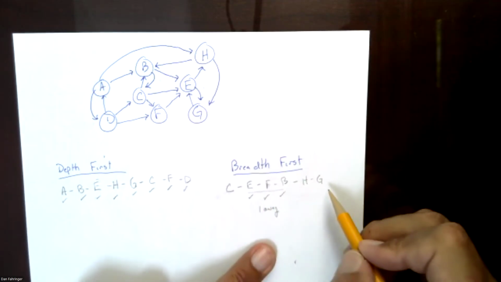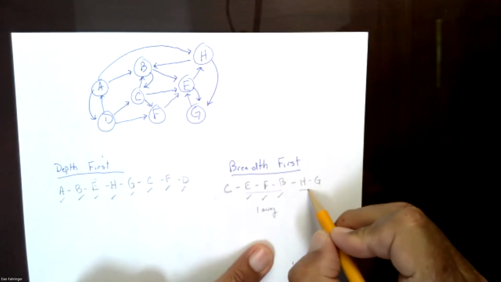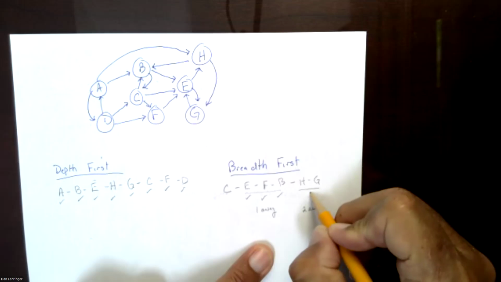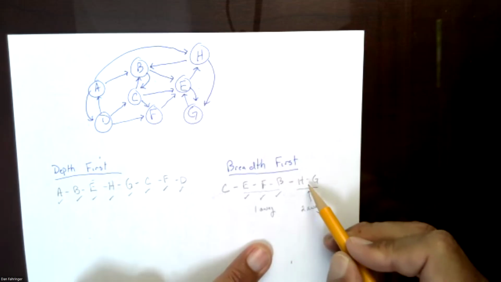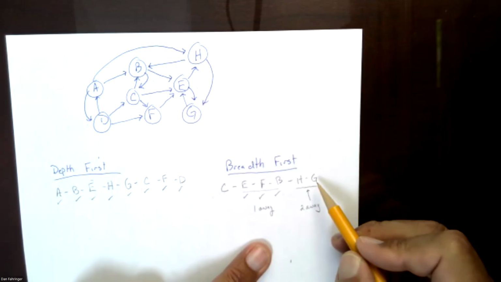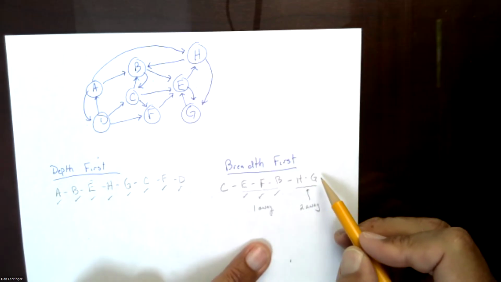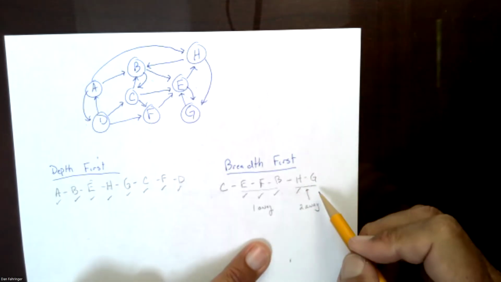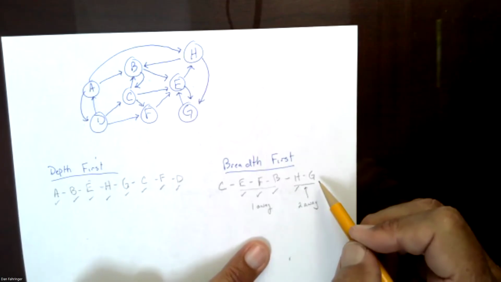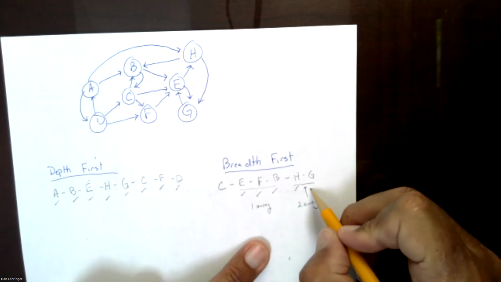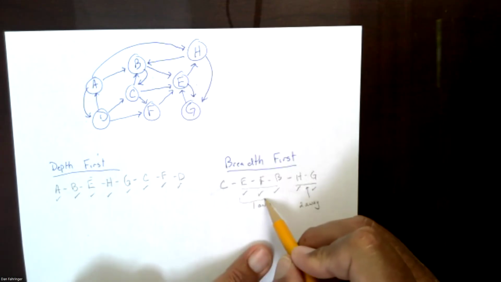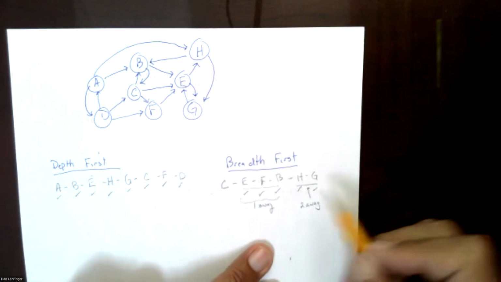When I start on this group, I'm going to be two away. This group is going to be two away. Does H go anywhere that I haven't been to already? I think we're good. Does G go anywhere that we haven't been to already? I think we're good. We are done. We checked all of these off.